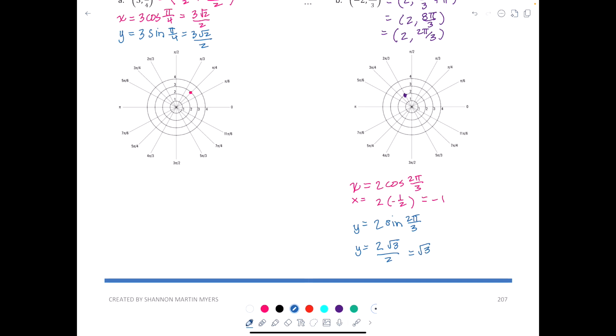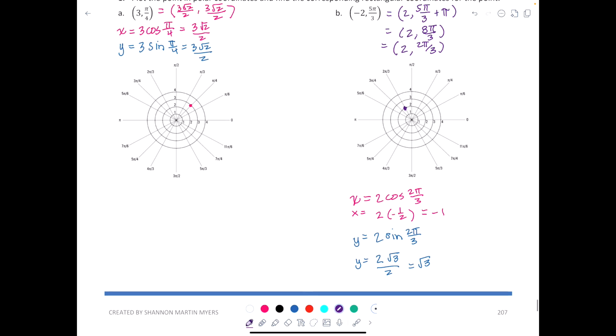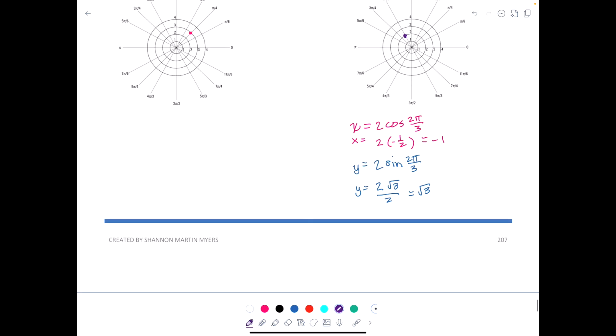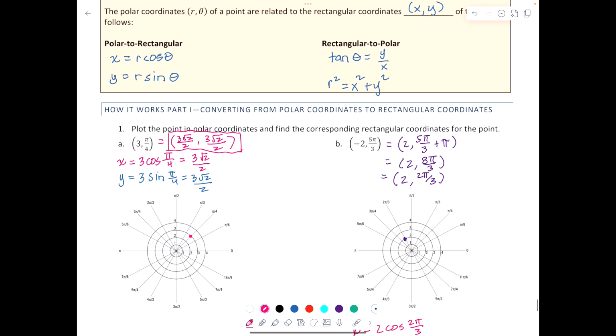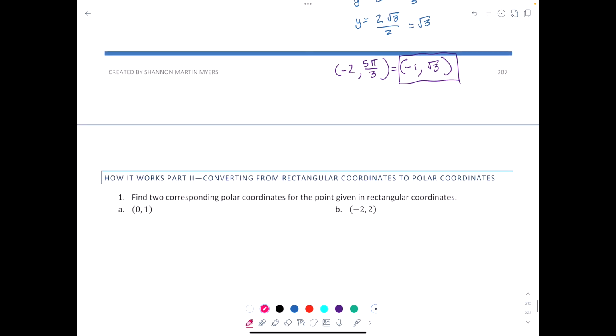And so at the end of the day, our polar coordinates negative 2, 5 pi over 3 is equivalent to negative 1, root 3 in rectangular coordinates. And this one is the answer for that. All right, groovy?